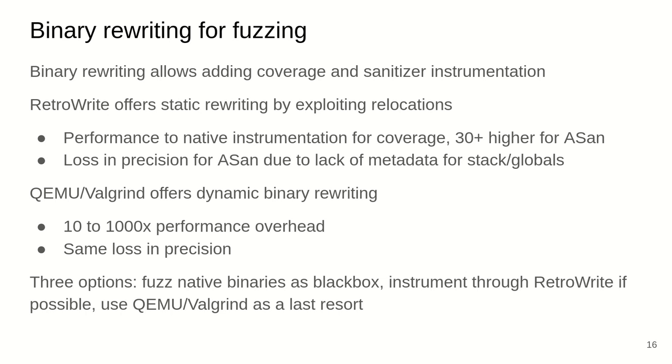So you've got three options. If you have a binary, you can fuzz a native binary as a black box. If you have extremely good information about what input is expected, so you can have good input generation, then this may actually work. You can instrument through RetroWrite if it is a PIC binary, or use QEMU or Valgrind as a last resort, right? So this allows you to fuzz binaries that are not intended to be fuzzed, for example, just native binaries without debugging information that you find somewhere and that you would like to target. Cool, so far so good.